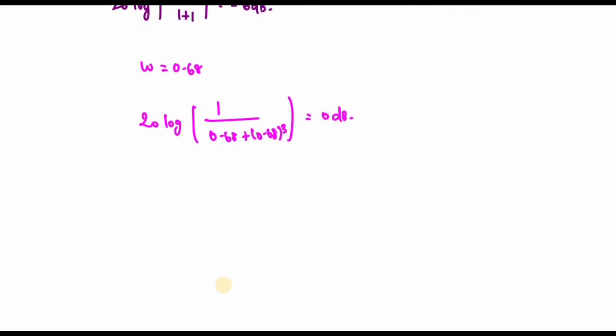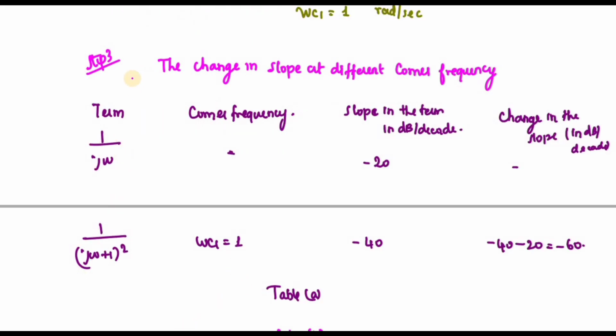So how to find this one is, you have to find the change in slope at different corner frequencies. We have obtained the corner frequency as 1 radian per second. So you have to write the corner frequency, the slope in terms of dB per decade, and the change in the slope. The first term is 1 divided by j omega, so here the corner frequency is 0, right? And the slope in terms of dB is minus 20 dB, because it is 1 divided by j omega.